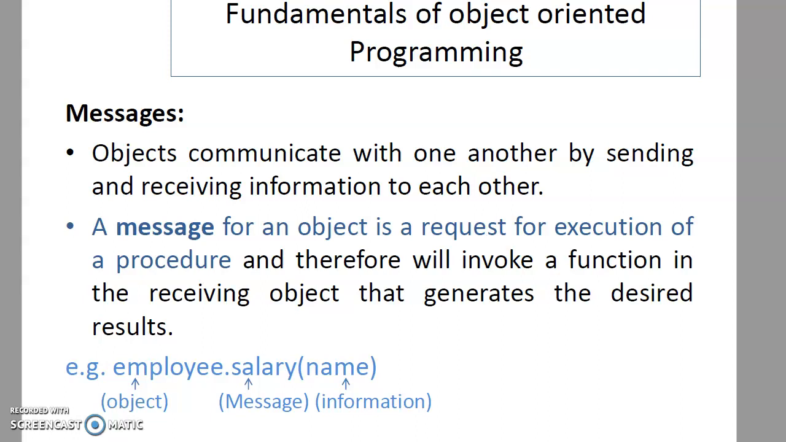An example of a message would be an employee class object, that is employee object dot method name, passing information to it as a parameter to the method call. This is how messages are given in object oriented programming: object name dot method name and, in brackets, the parameters to the method call. This is how messages are communicated between objects for execution of that particular method.